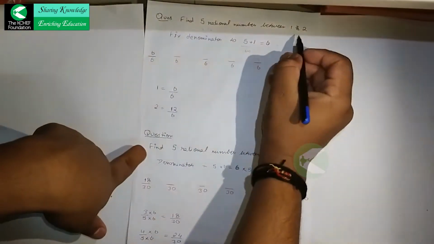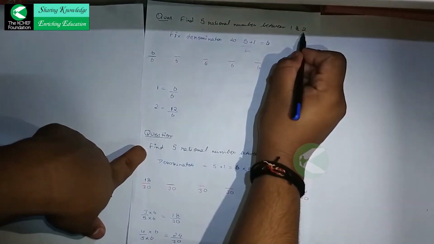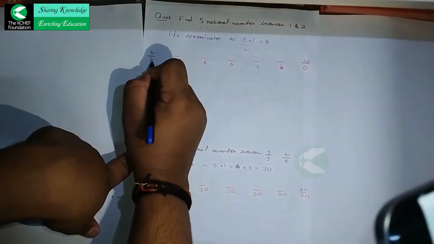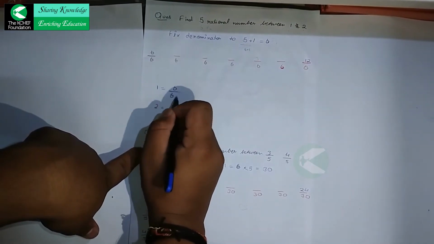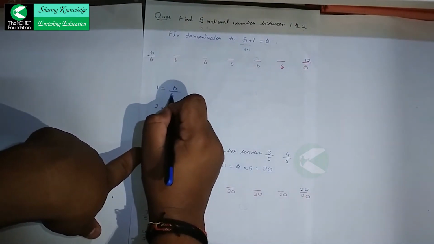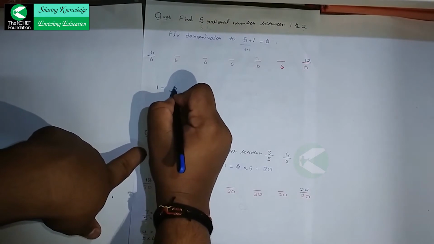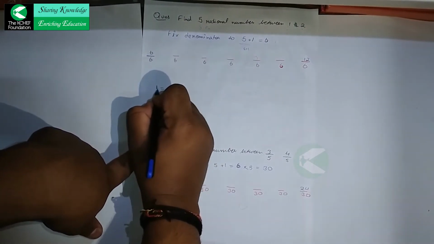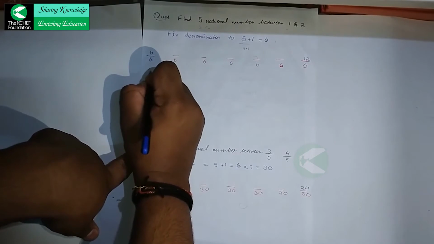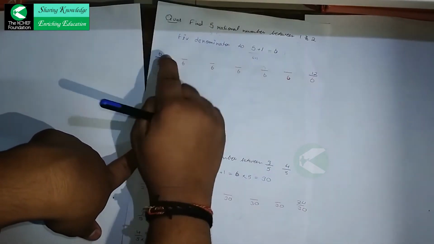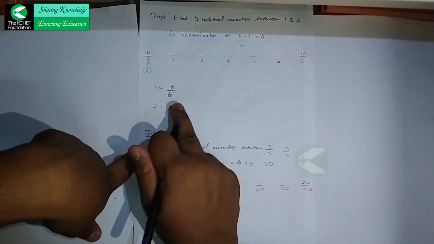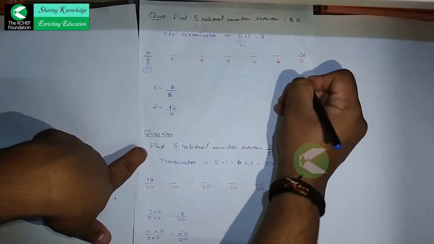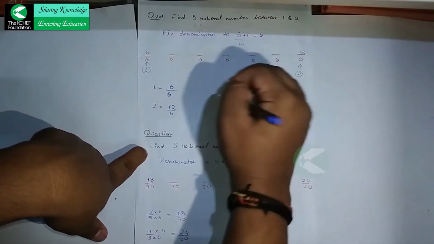Now we have to find them between 1 and 2. In the denominator we have taken 6. So how can we write 1 with denominator equal to 6? If we put the numerator also equal to 6, then we get 1. So instead of 1, we have written 6 by 6. Similarly, for 2 we have written 12 by 6.